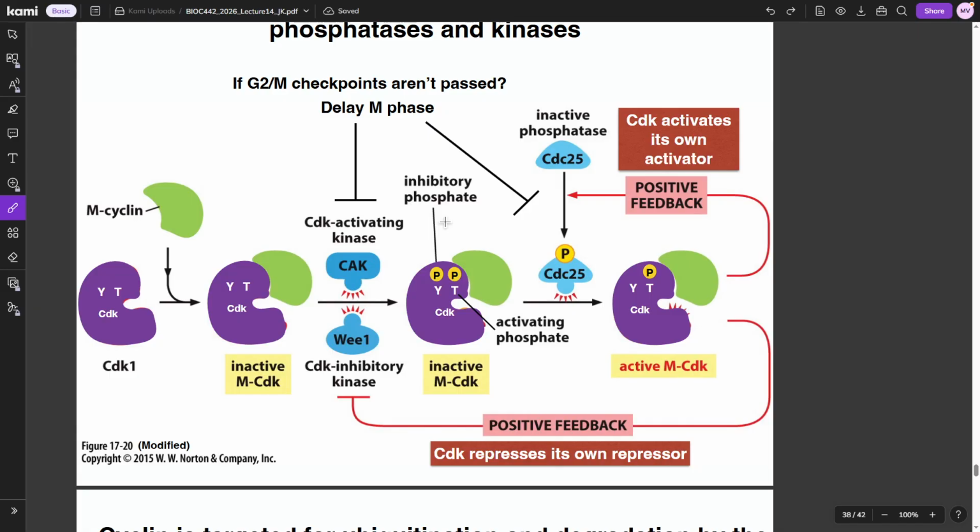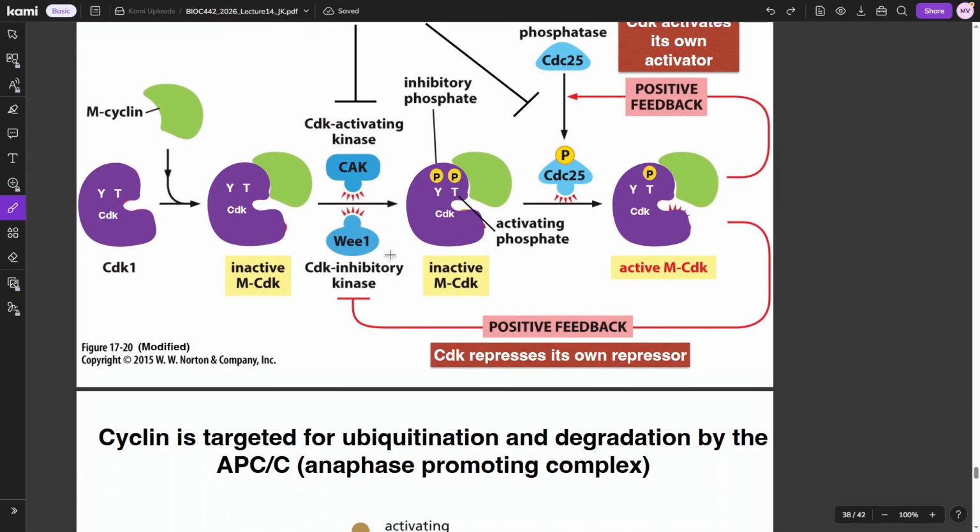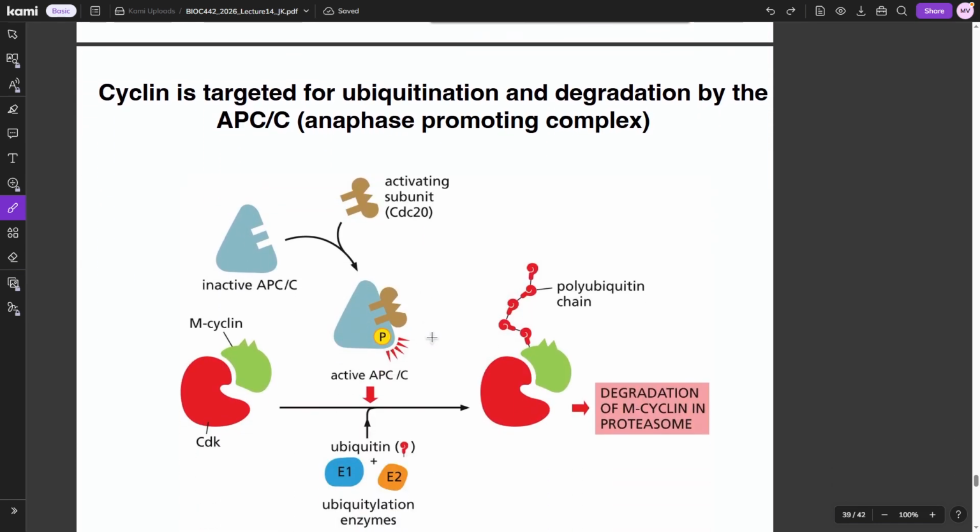I genuinely cannot say that this is easy to memorize. If you feel like you can memorize it, great. But no shame putting it on your note card. Use your note card as much as you can. Super helpful tool. And here is the APC, the anaphase promoting complex that I was talking about earlier.